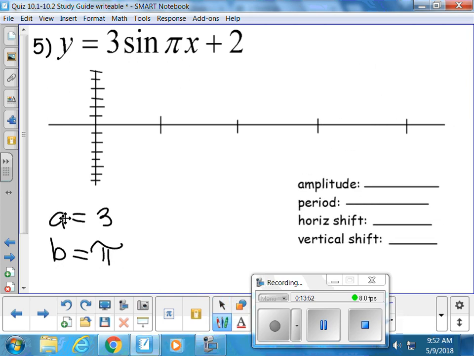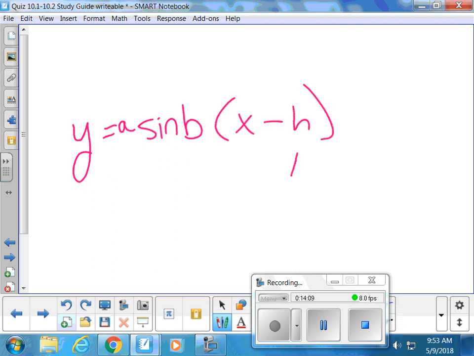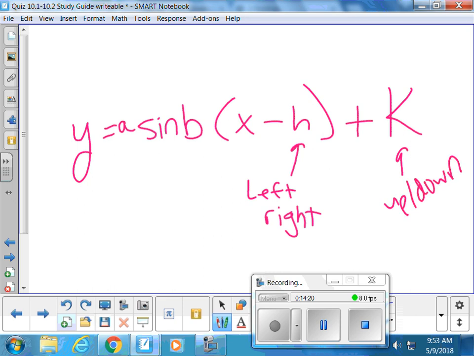Let me put something on the board that I'm not going to have up on the board tomorrow. And I'll put it on the smart board so the people on the internet can see it. I want you to know it. Your A value is always out front. Your B value is always in front of the parentheses. This number right here is always your left-right shift. The minus sign is part of the formula, so it's opposite of what you would expect. But this number at the end is always your up-down shift. So that's why that 2 was my up-down shift. You need to put it on your study guide and study it, but I'm not providing it to you. We're at the part of the year where you should know it by now.